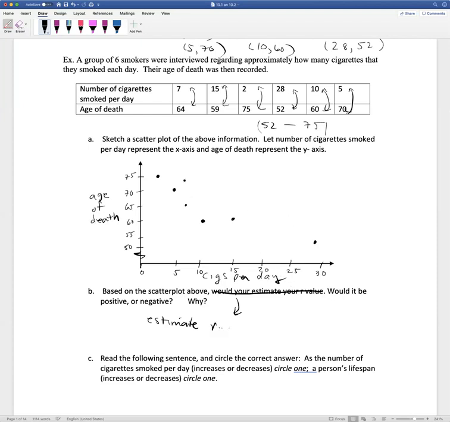So in regards to, is our R value positive or negative, I hope you can see here that we have a fairly downward trend going here. So we're going to have a negative R value. Sorry, so R is negative. We know that we have a negative R value because our data is falling from left to right. As cigarettes per day increase, life expectancy decreases.